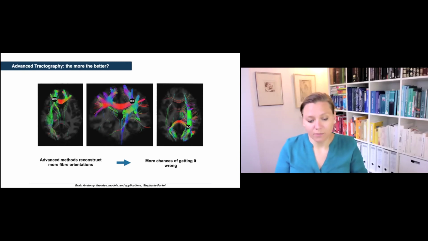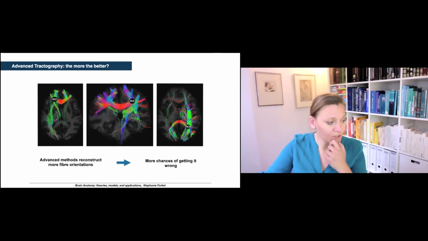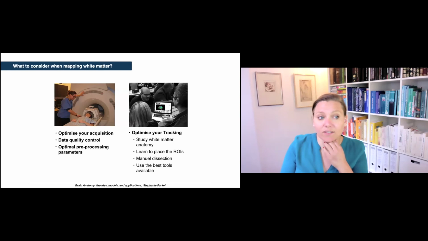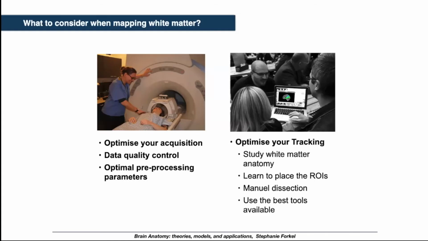So I want to spend some time now and talk you through what to do to get the best tractography possible. And that will depend on many different aspects that are feasible, but the first one is that you should really optimize your acquisition. The better your acquisition, the better your tractography. The other thing is that you always need to check your data quality. Don't blindly trust your data, and I'm going to hammer that point home to you for the rest of this talk. And also optimize your pre-processing parameters. So that's all the things you can do to get the best data.